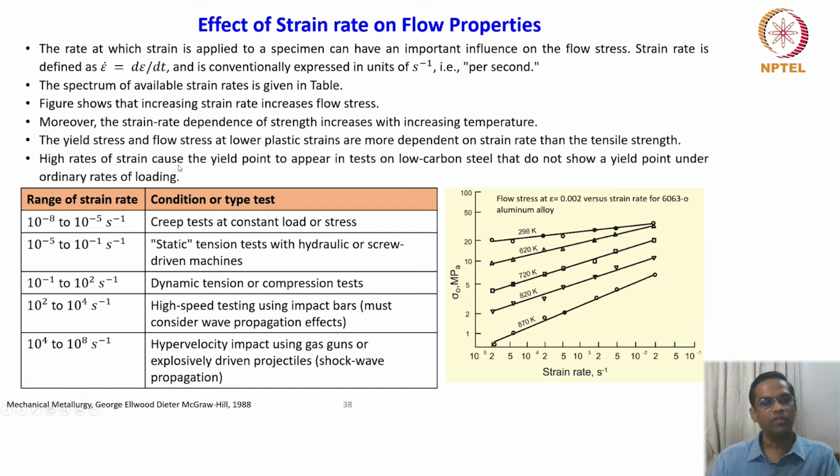High rates of strain cause the yield point to appear in tests on low carbon steel that do not show a yield point under ordinary rates of loading. Okay, this is another interesting point, which means your rate of loading is so high. So this is what we just talked about in the previous slide, right? The diffusion rate versus the plastic flow rate, which is dominant. So whichever is faster will suppress the other.